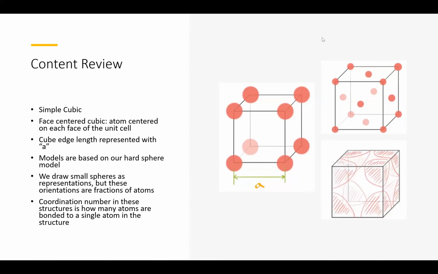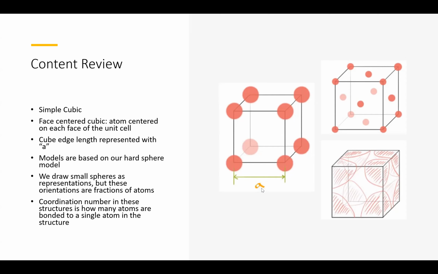Some structures: simple cubic is this one here. Face-centered cubic has an atom at each face. It's shown here. The cube edge length is represented with a, from corner to corner. The models are based on our hard sphere model from before. We can draw small spheres as representations, but these are fractions of atoms, as shown here. If we consider actually putting them all into a cube, we only use a fraction of each atom.